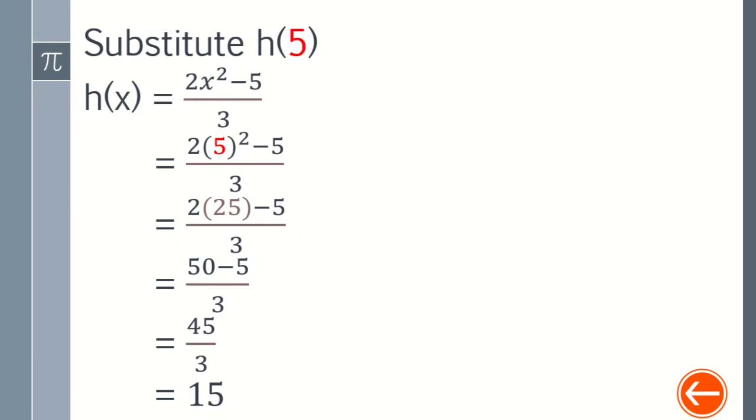Okay, na-replace na natin si 5 kay x, kaya 5 times 5 is 25. Kinopya lang natin si negative 5 at saka yung over 3 niya. 2 times 25 is 50 minus 5 over 3. 50 minus 5 is 45 over 3. So 45 divided by 3 is 15. Kaya 15 ang ating final answer.